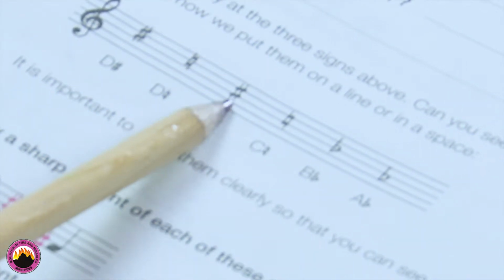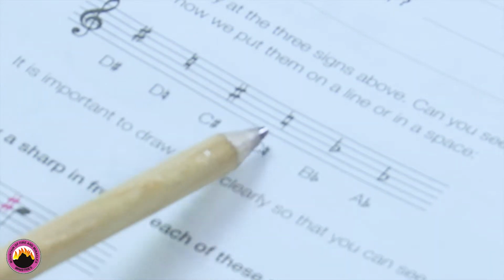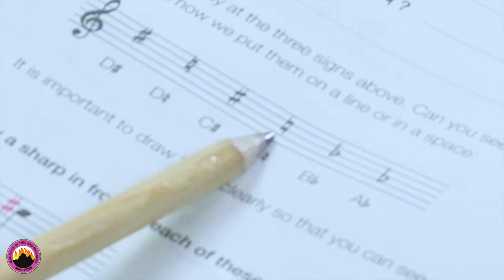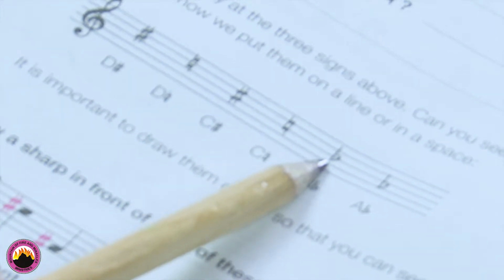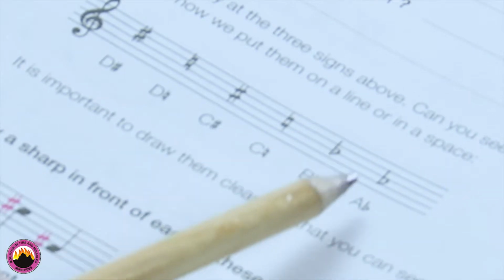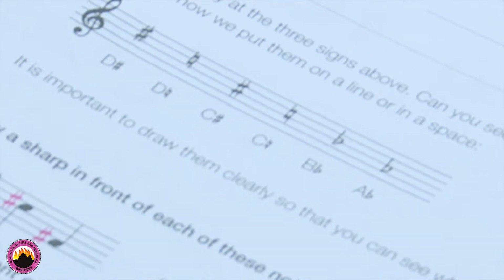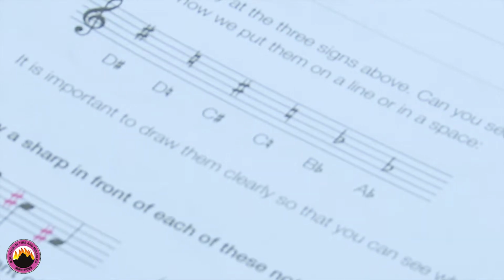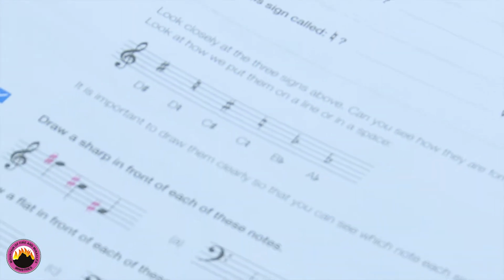This is how to place your sharp in a space. This is how to place your natural sign in a space as well. This is how to place your flats on a line. And this is how to place your flats on a space. So it's very important to look at those examples carefully and learn how to place our accidentals properly. So let's go to exercise 2.